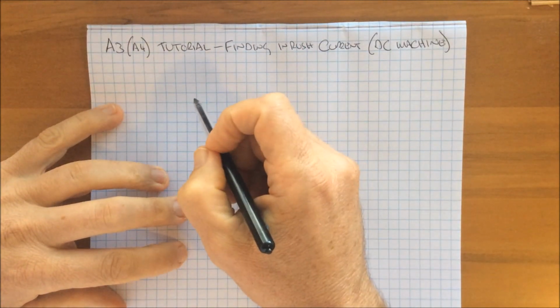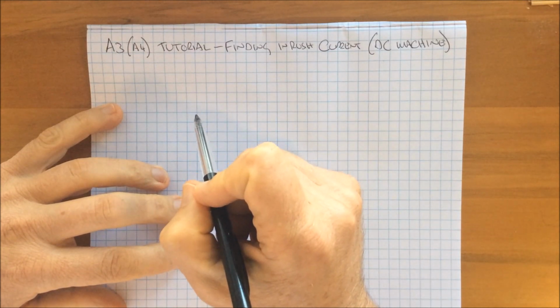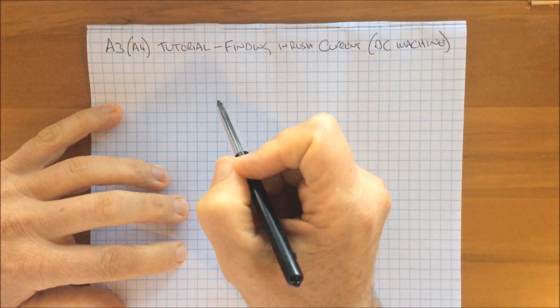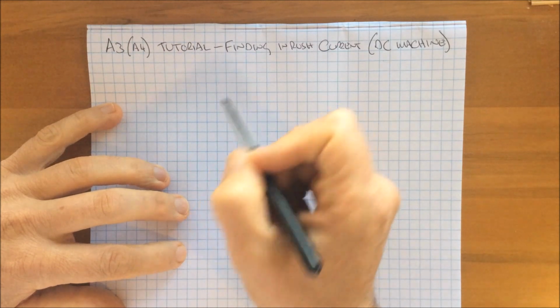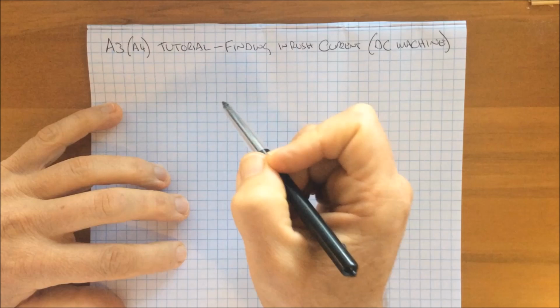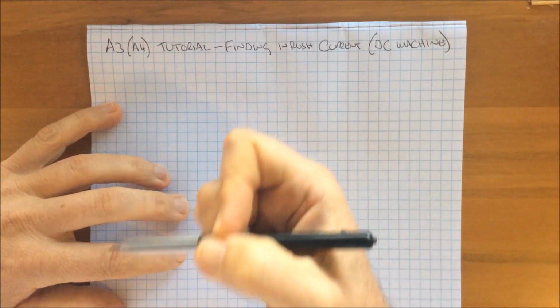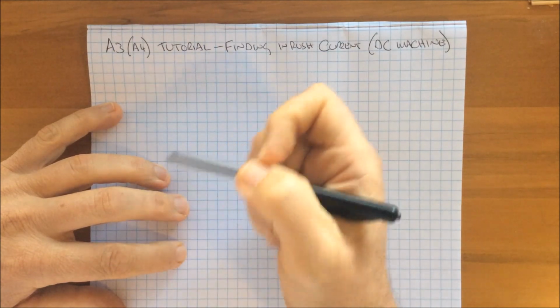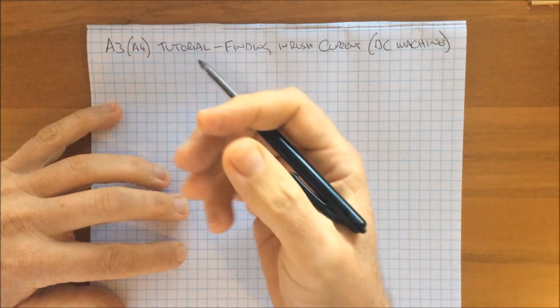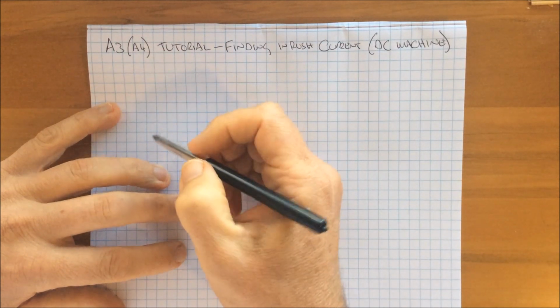Hello and welcome to this tutorial on finding the inrush current into a DC machine. When you start your studying of DC machines, finding the inrush current is one of the first questions you tend to get asked in an exam or a test, and they ask that because it requires a bit of an understanding as to what's going on whilst minimizing the calculations. So we'll go through here and I'll show you how you can find these.